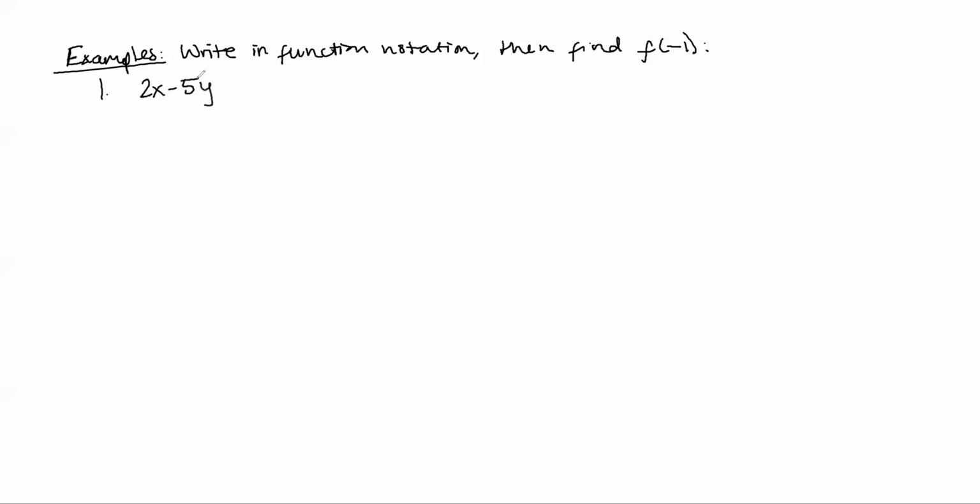So we're told to write in function notation and then find f of -1. So number one here, we're given 2x minus 5y equals 4. For this one, you can notice that we have an x and a y. They don't have any exponents on them besides the ones that we don't see. So this is linear, which means that the graph is a straight line.